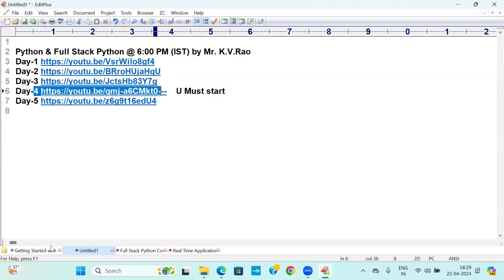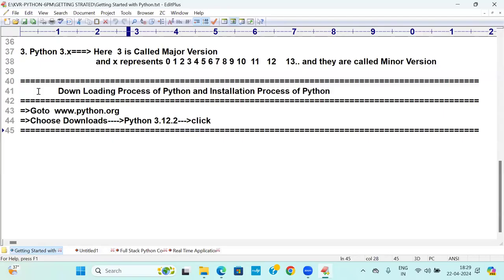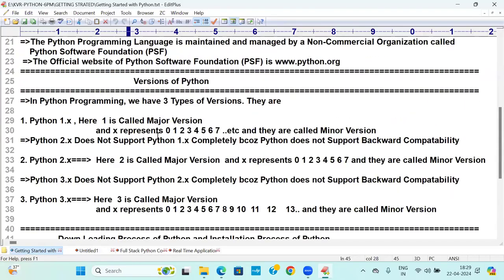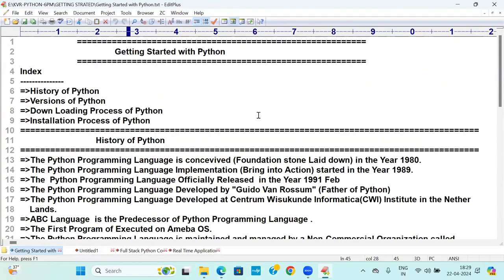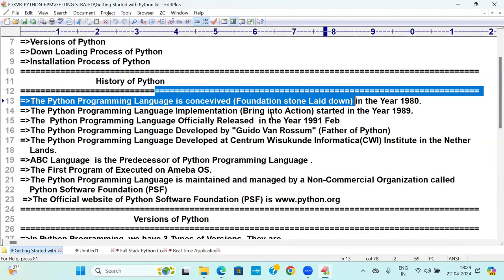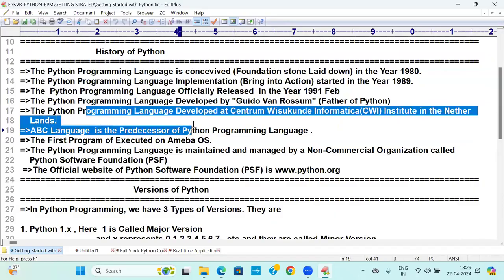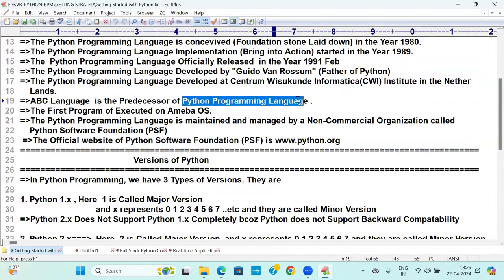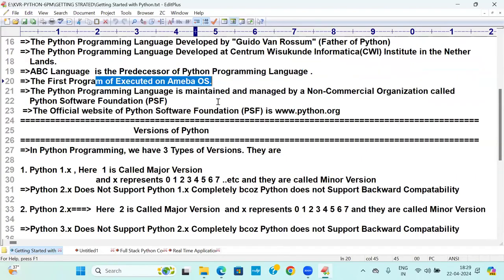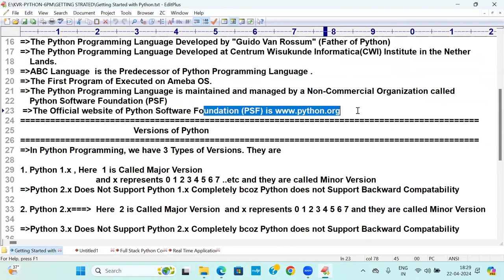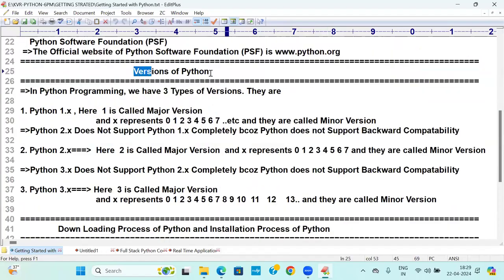There I started the historical development of Python. What is Python? What is the Python development? Which year was it officially released? Who is the father of Python? In which country was it developed? What is the language which was available before Python? In which operating system was Python first developed? What organization maintains this Python software? What is the official website of Python? And how many versions of Python are there?